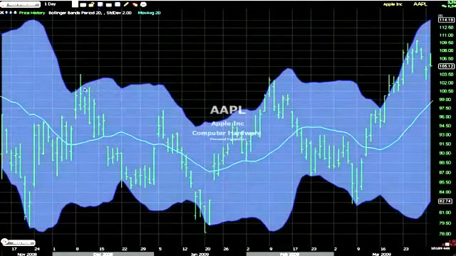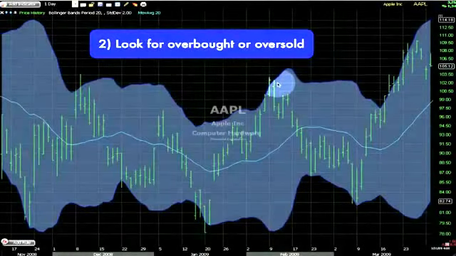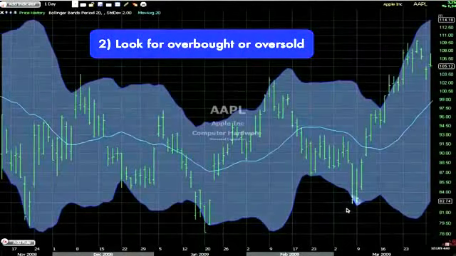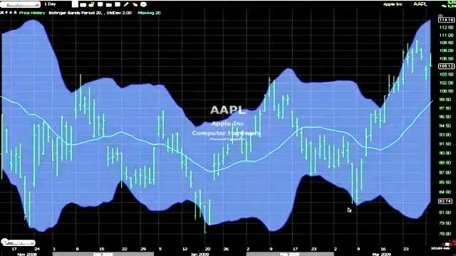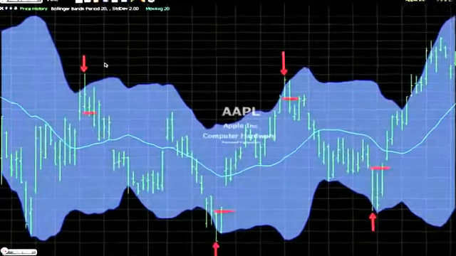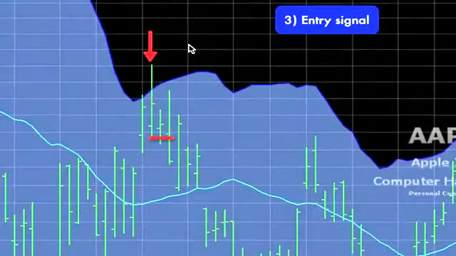I then look for a move to the upper Bollinger Band for an overbought signal and a move to the lower Bollinger Band for an oversold signal. If the settings are correct on your Bollinger Band, you'll experience that it will contain 90% of the price action. This indicates that we can expect a move between the two Bollinger Bands. This gives us an entry and an exit. And third, I'm going to wait for my entry signal.